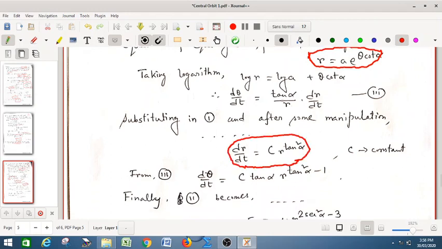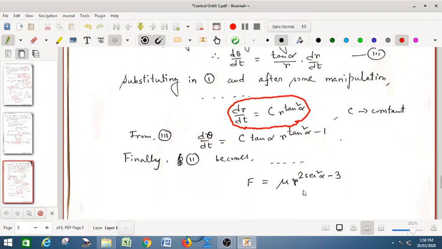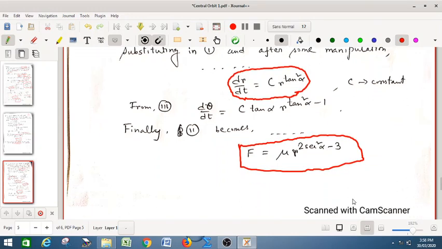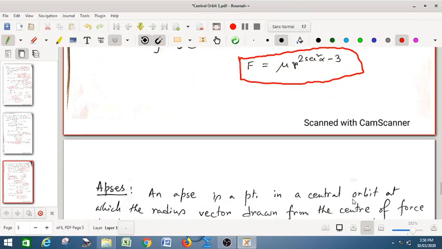I am not going into detail of that calculation, you can easily do it. I am just giving you the hint for how to solve this. From 3 you have d theta/dt, and finally 2 becomes, after some manipulations you can go through it, this is the final result. This is what you have to prove, and this is already proved. So you go to the second part and try this for your solution. In that case it will complete.